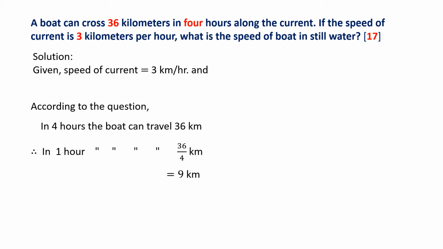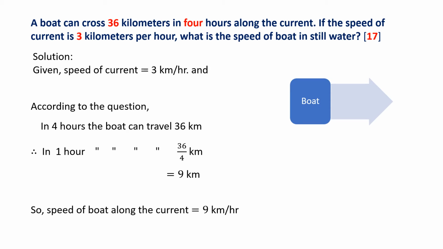If the time happens to be 1 minute, then it would be a velocity. If the time happens to be 1 second, then it would again be velocity. That means if your distance is in unit time, then you have your velocity. So in this case the velocity is 9 kilometers per hour, as it is the distance covered in 1 hour. So this is the speed of the boat along the current. This is not the actual speed of the boat. This is the speed of the boat plus the speed of the current. This is what it actually is.